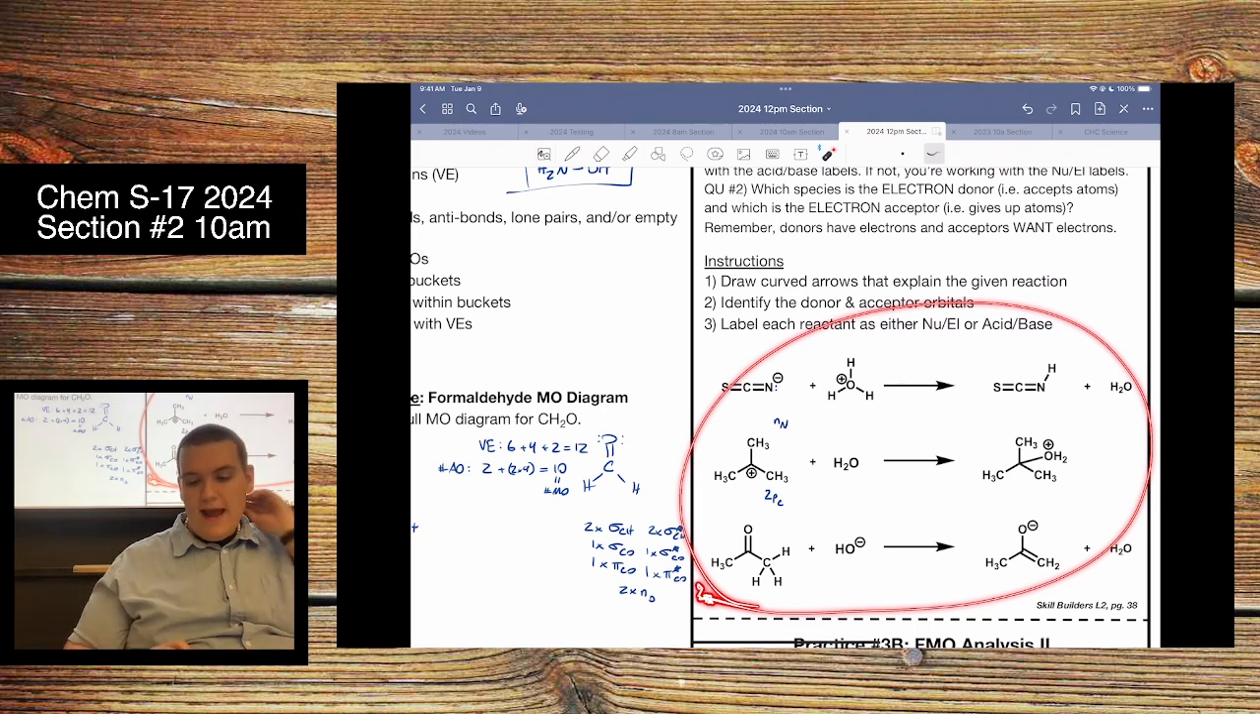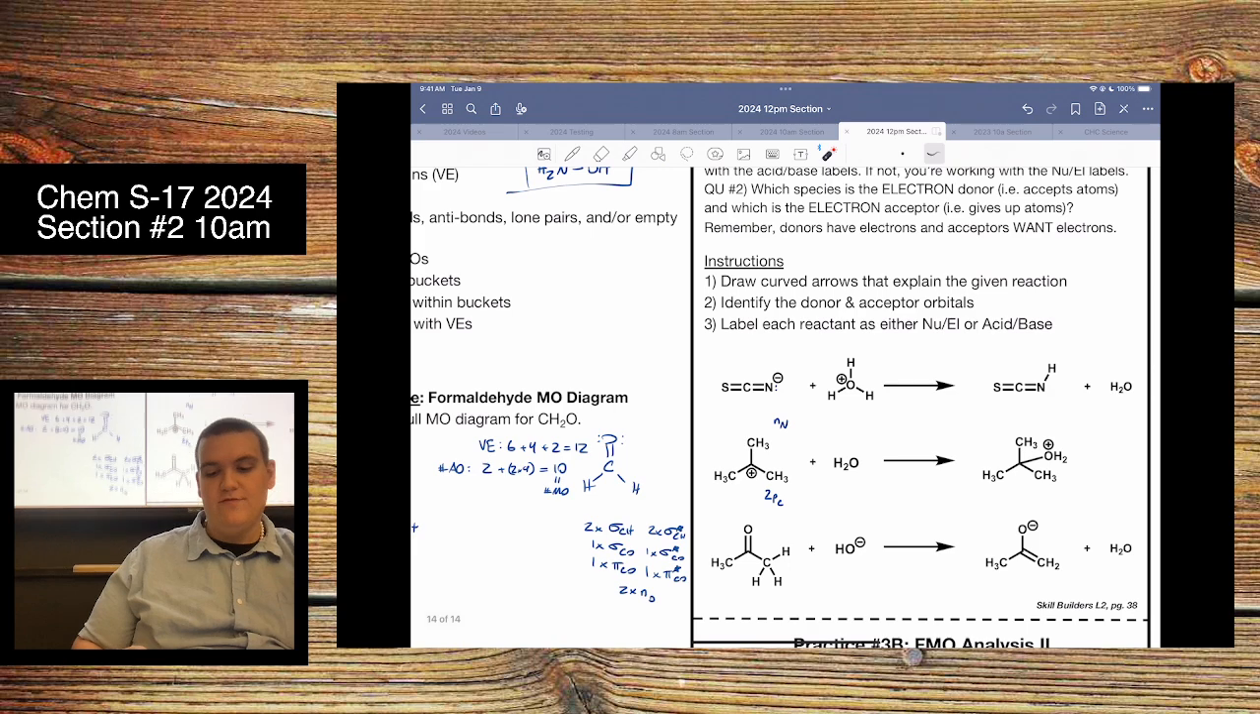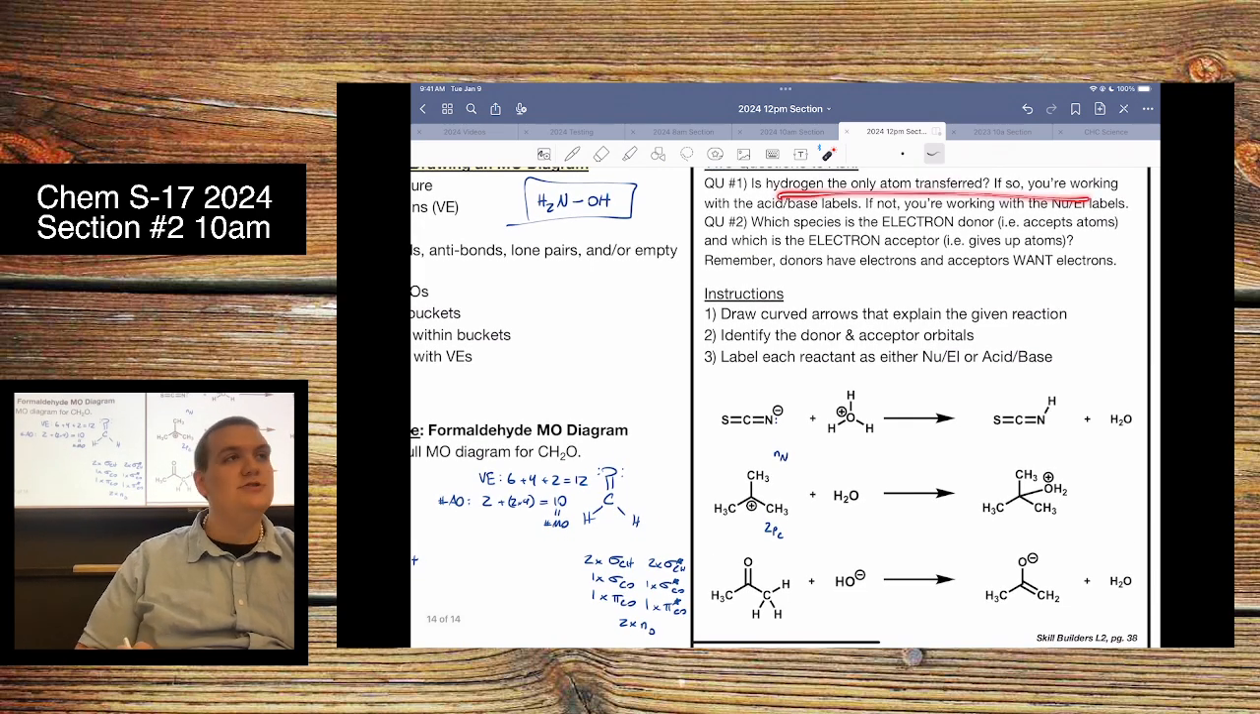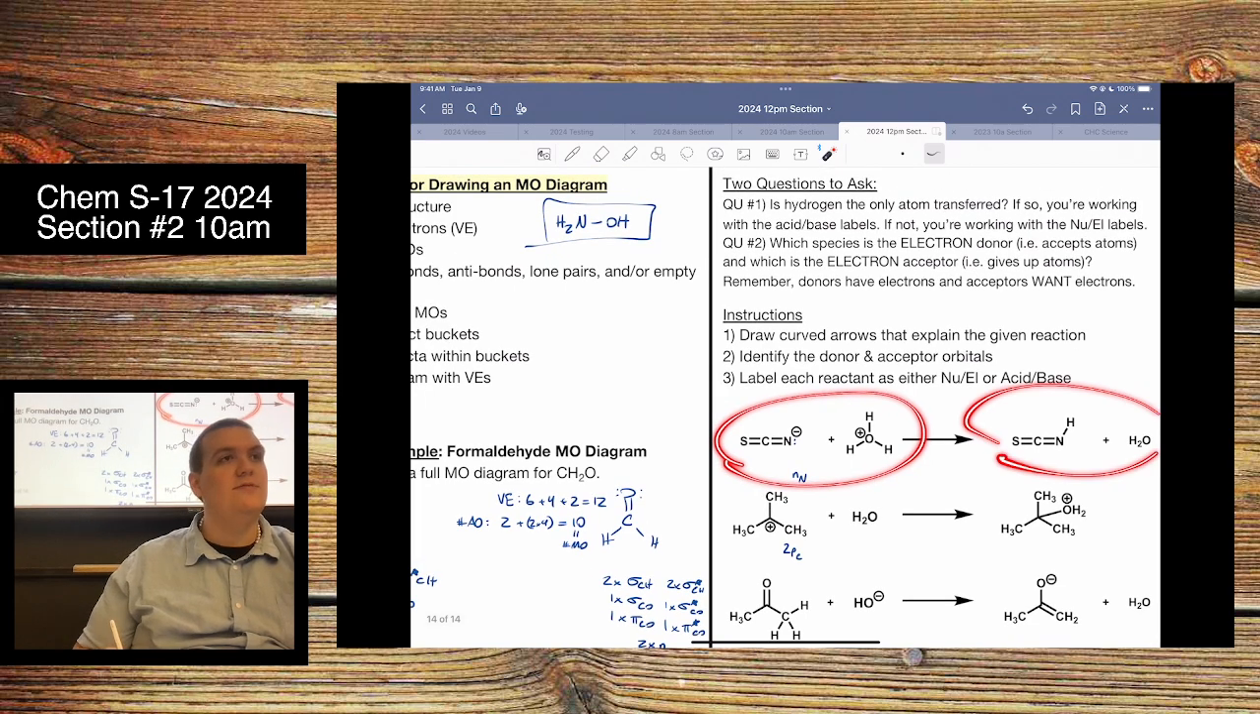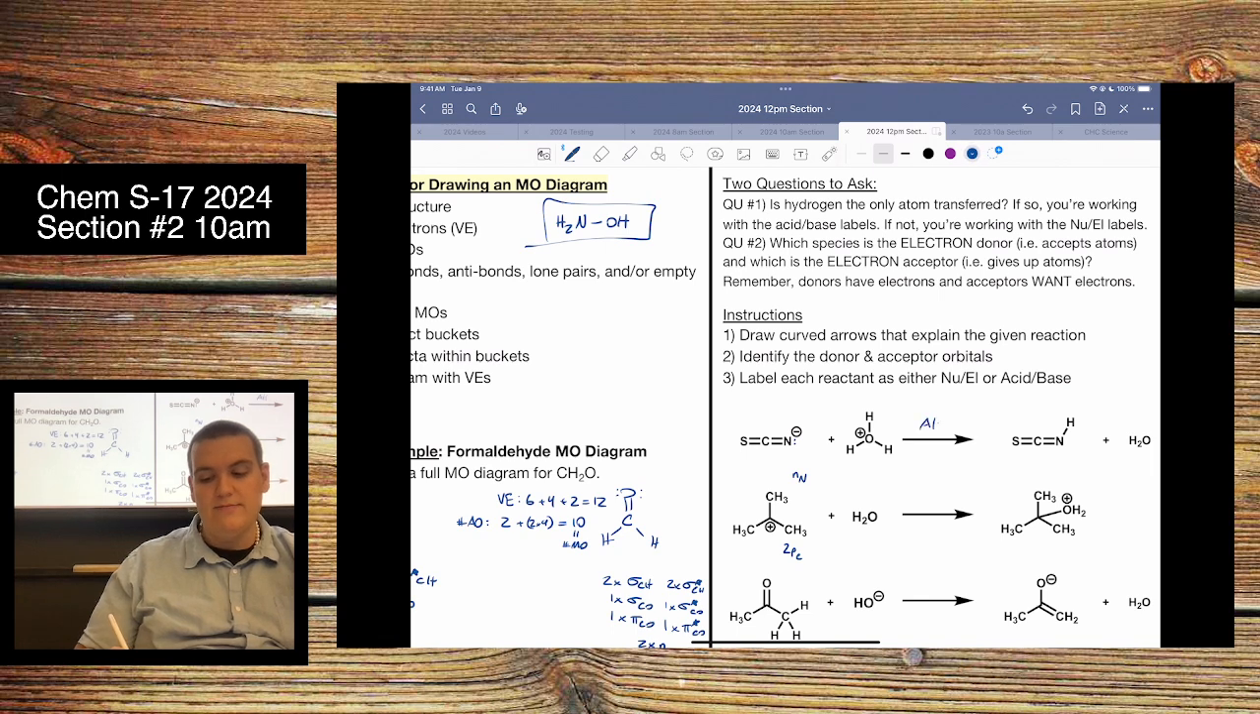The way that we're going to start is first asking the question for each one: is the hydrogen the only thing that's transferred? So in this reaction, is hydrogen the only thing that's transferred between the two atoms? Yeah, so this is an acid-base reaction. So we know our label should be acid-base and not necessarily nucleophile, electrophile, because acid-base is more specific.